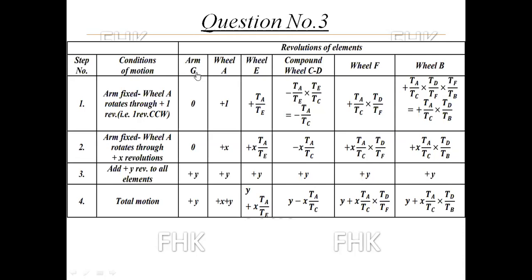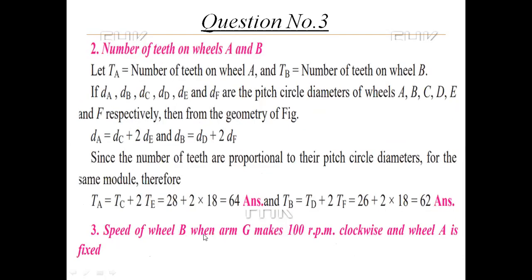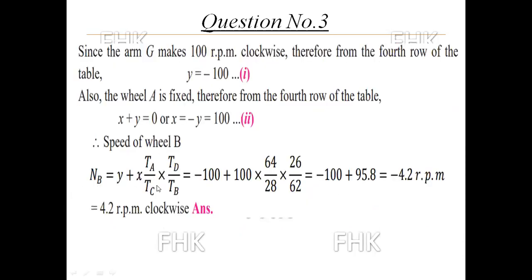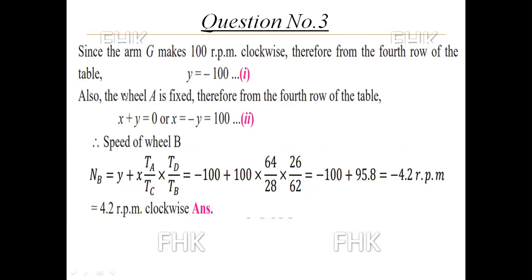Now we have to find out the speed of G. That was asked in the examination in the problem statement: the speed of B, if the arm makes 100 revolutions clockwise and wheel A is fixed. What is the speed of B? It is this final y plus this whole term. Now the arm G makes 100 revolutions clockwise, so y is equal to minus 100. And also wheel A is fixed.